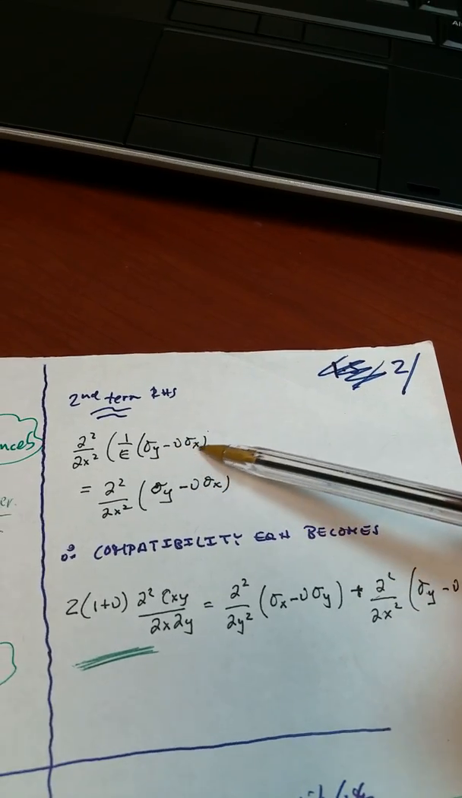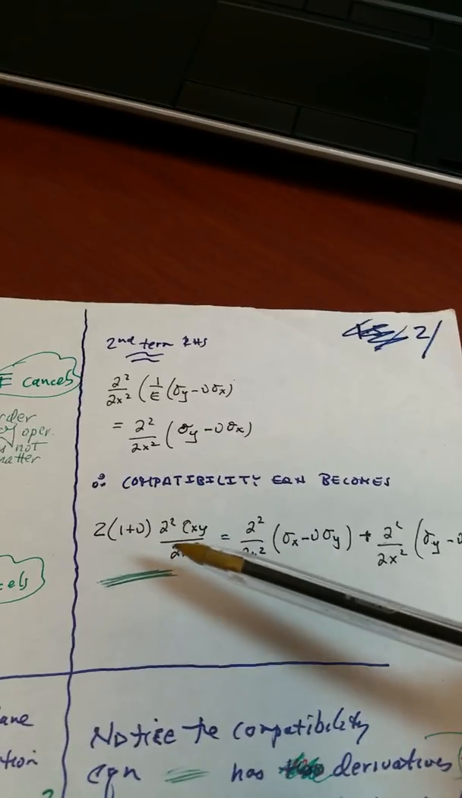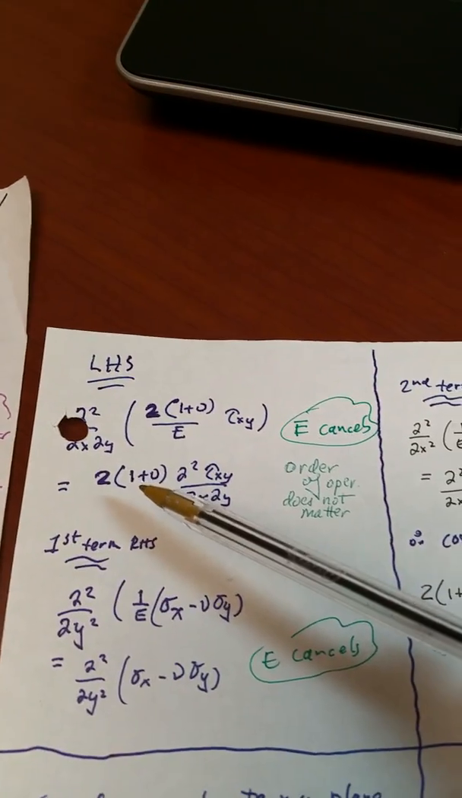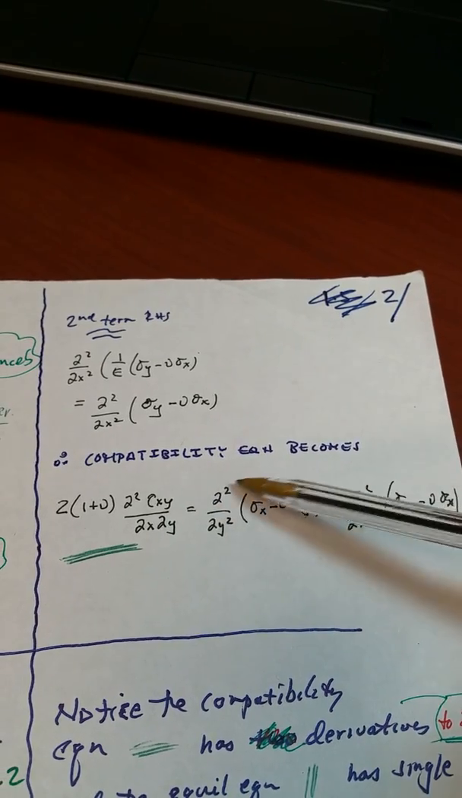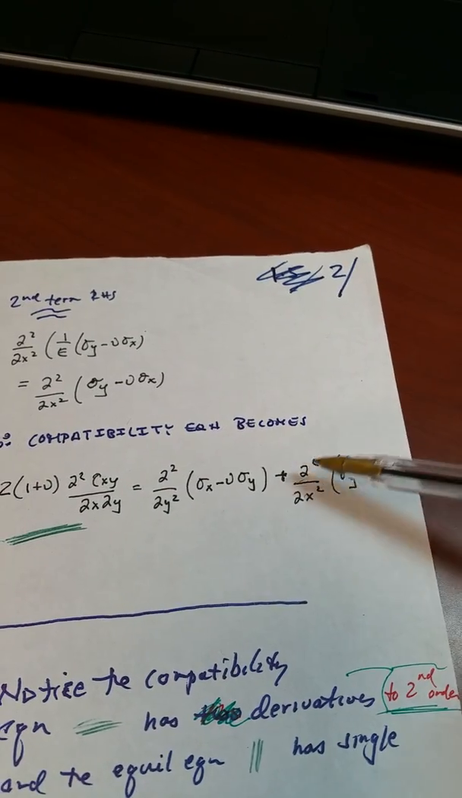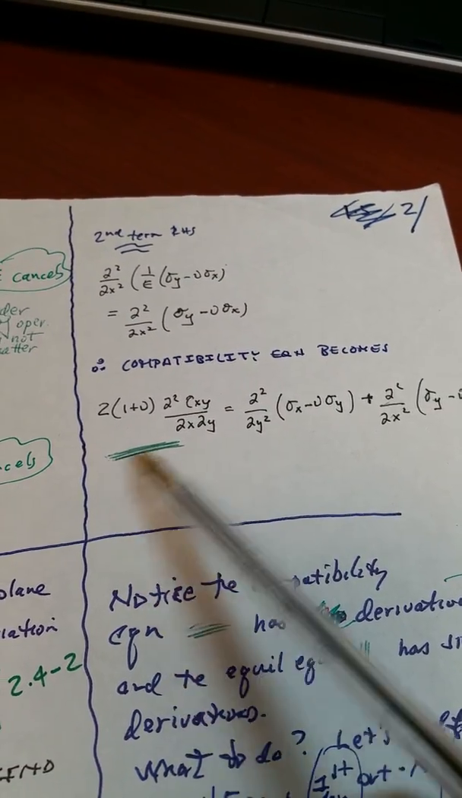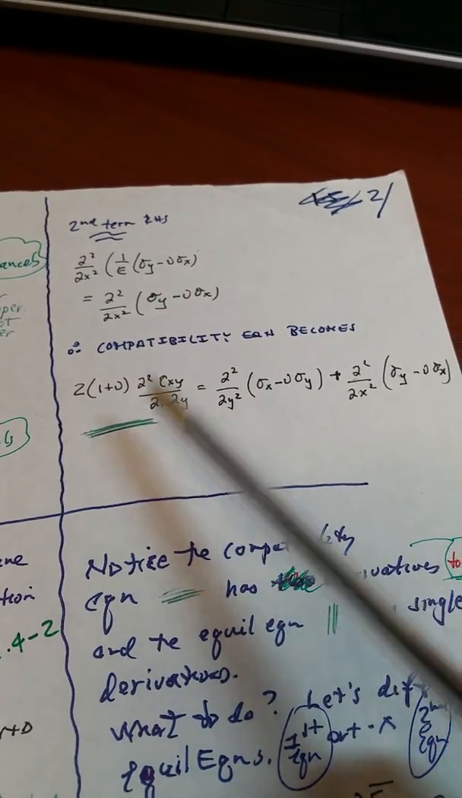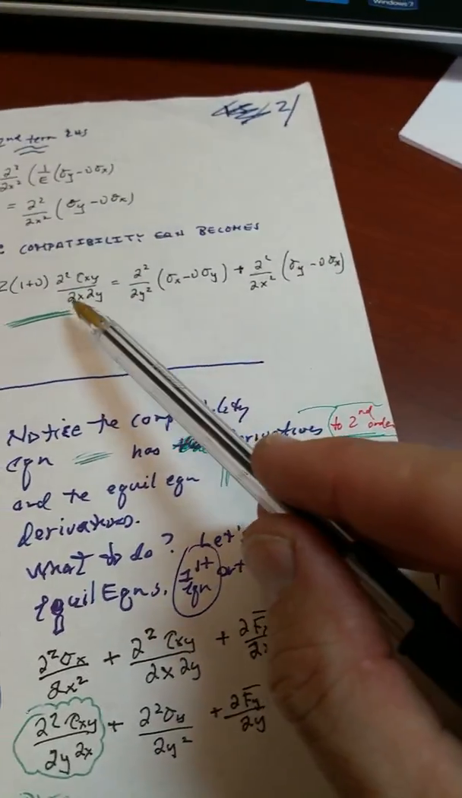So the Poisson effect is on sigma x here. And again, the E's cancel. So the left-hand side is the 2 times (1 plus nu). The right-hand side, the first term. Right-hand side, the second term. And I'm going to put horizontal green lines under this. And this is a very handy-dandy little equation here.